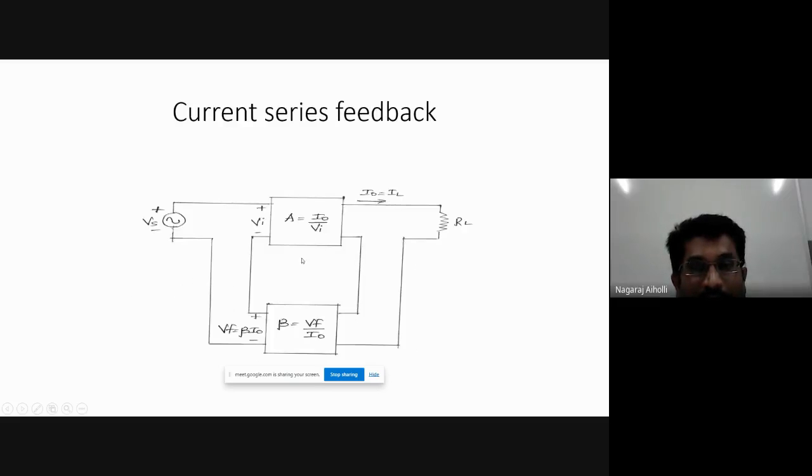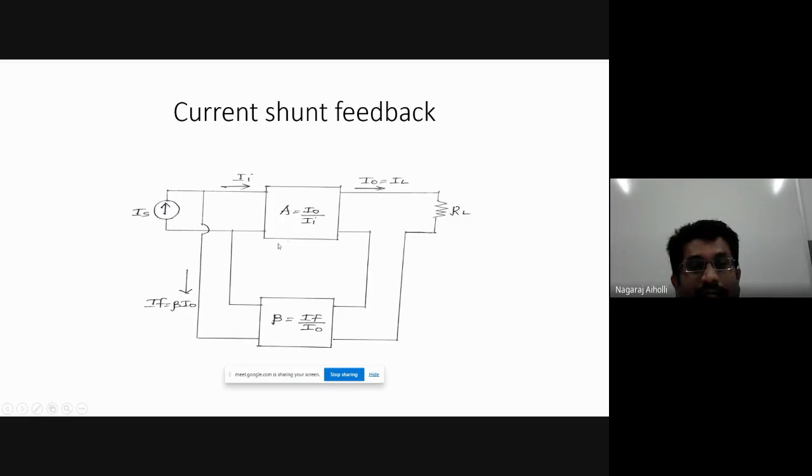Okay, and in the current series feedback amplifier, the ratio of I by V is conductance. The reciprocal of resistance is conductance. Therefore, this amplifier is also called a transconductance amplifier. Okay, this A portion, the amplifier portion, is a transconductance amplifier.